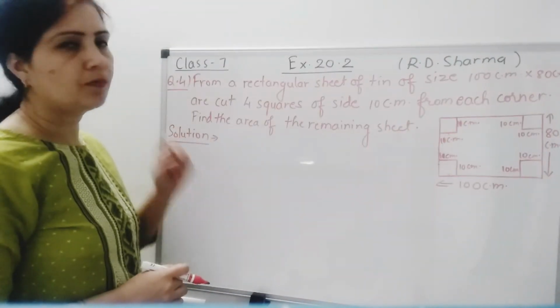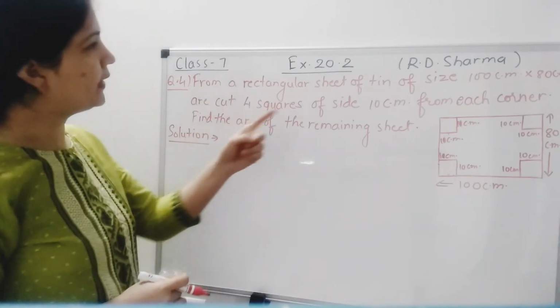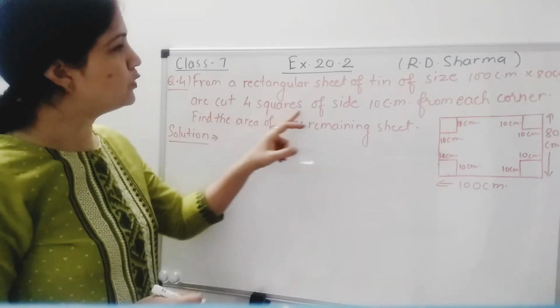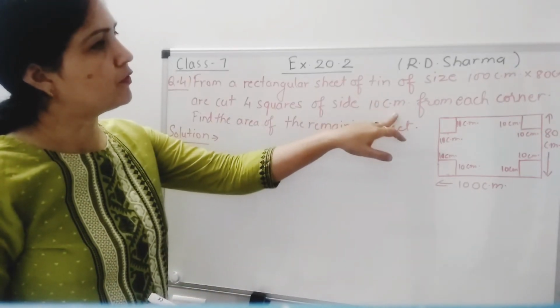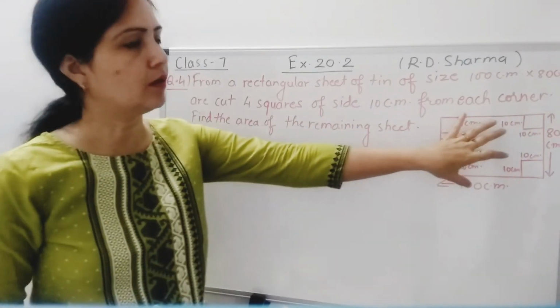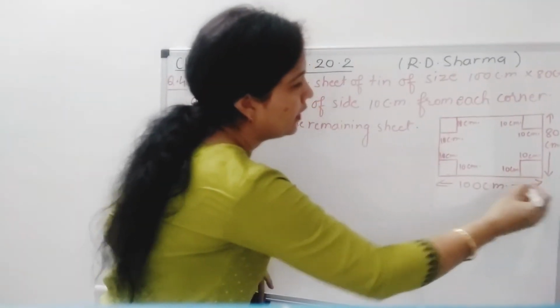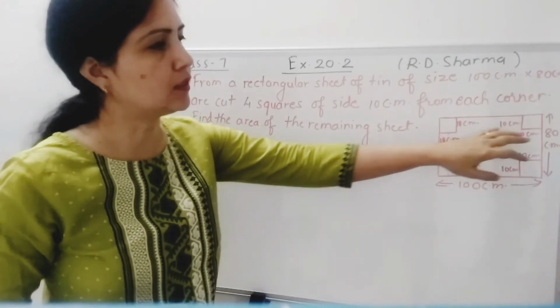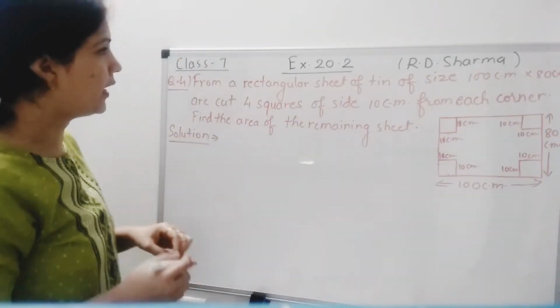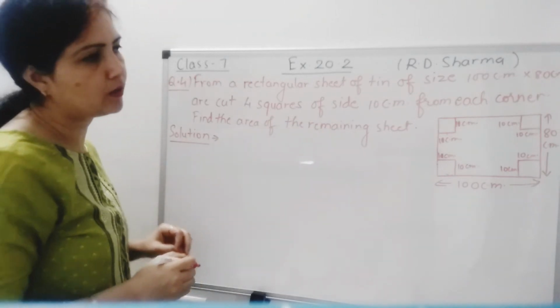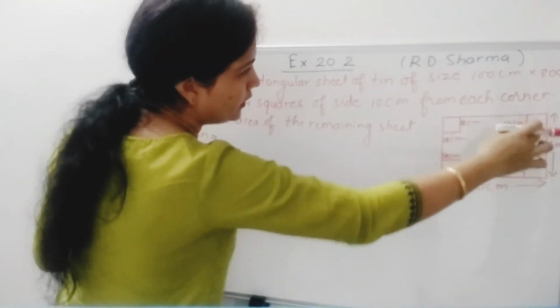See the next question, question number 4. It's a very simple question. From a rectangular sheet of tin of size 100 cm into 80 cm, 4 squares of side 10 cm are cut from each corner. There was a sheet which is 100 cm long and 80 cm wide, and from each corner, 10 cm by 10 cm squares had been cut. Find the area of the remaining sheet.